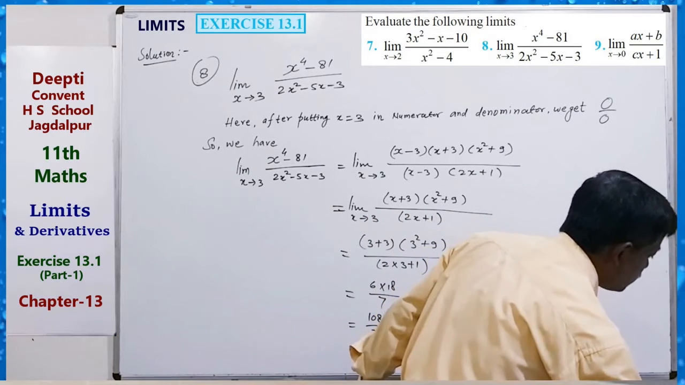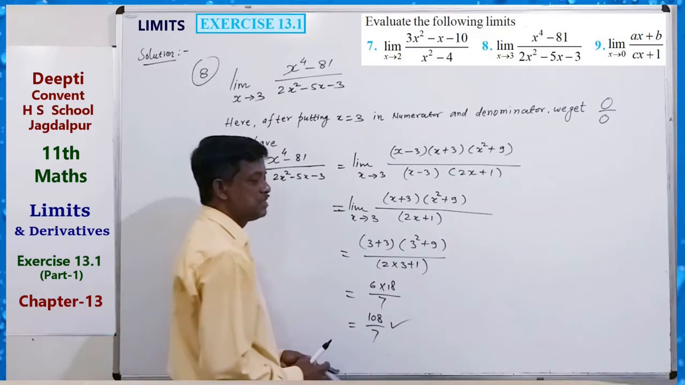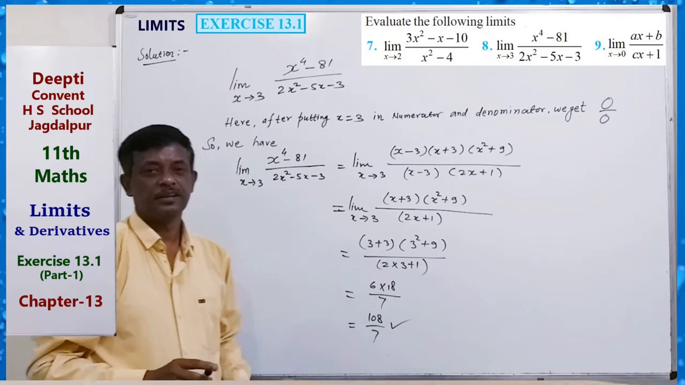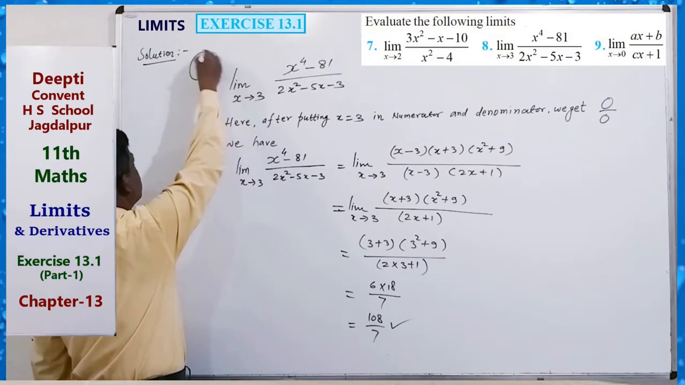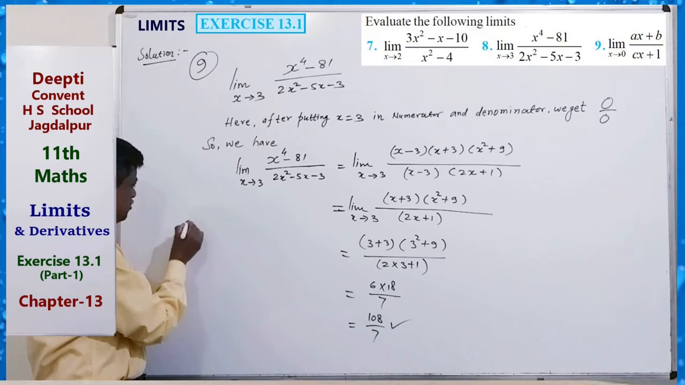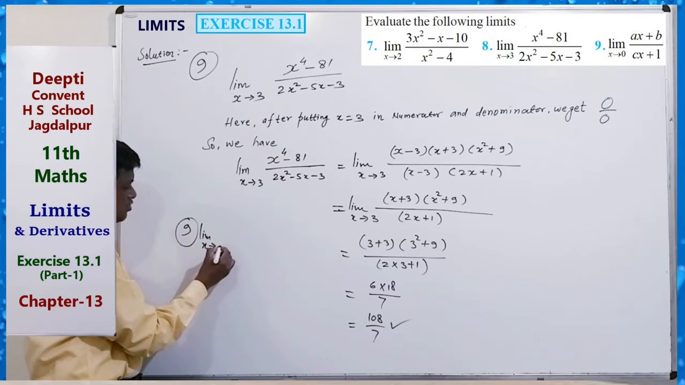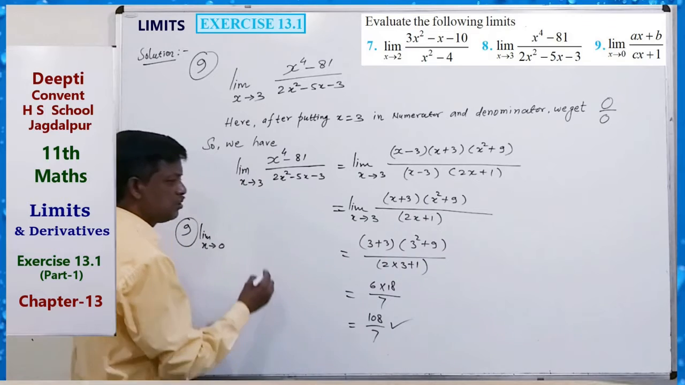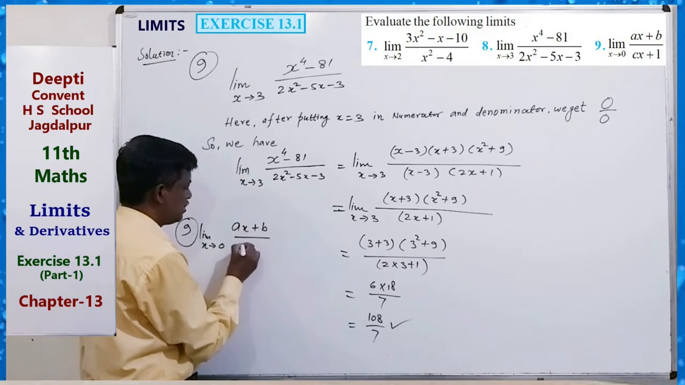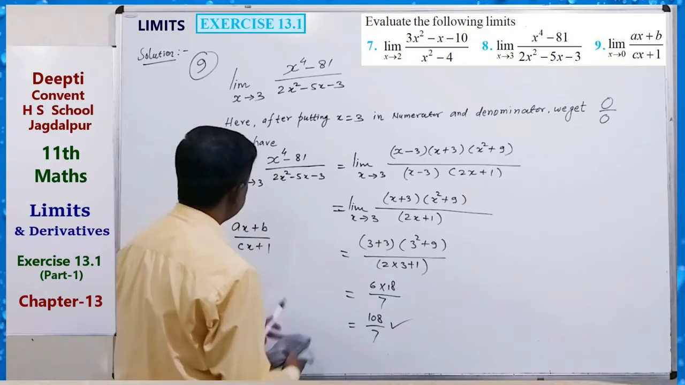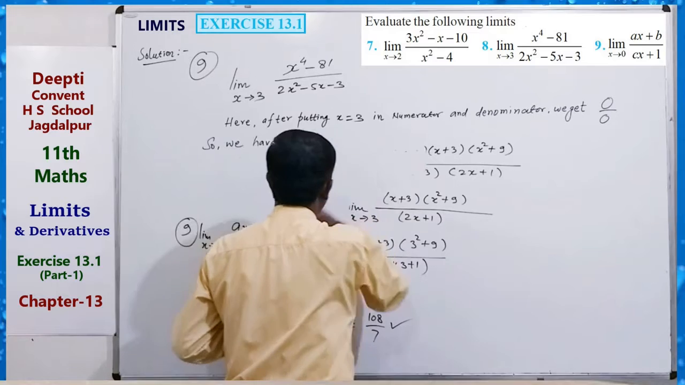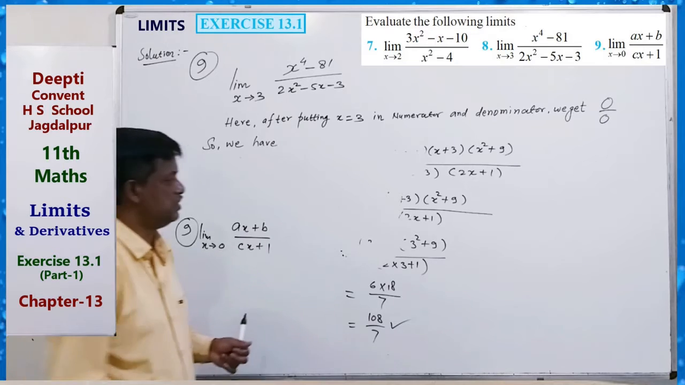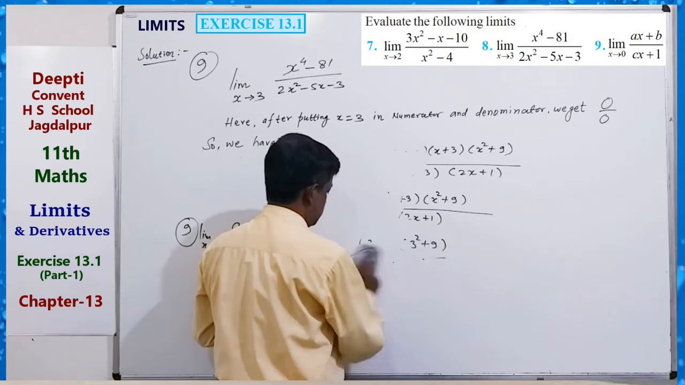Now question 9. Limit x tending to 0 of (ax plus b) by (cx plus 1). Question 9 is very simple, and its limit is very simple. If we put x equal to 0, then a into 0 is 0, c into 0 is 0, and b by 1 is b. Limit is b. So this is very simple.